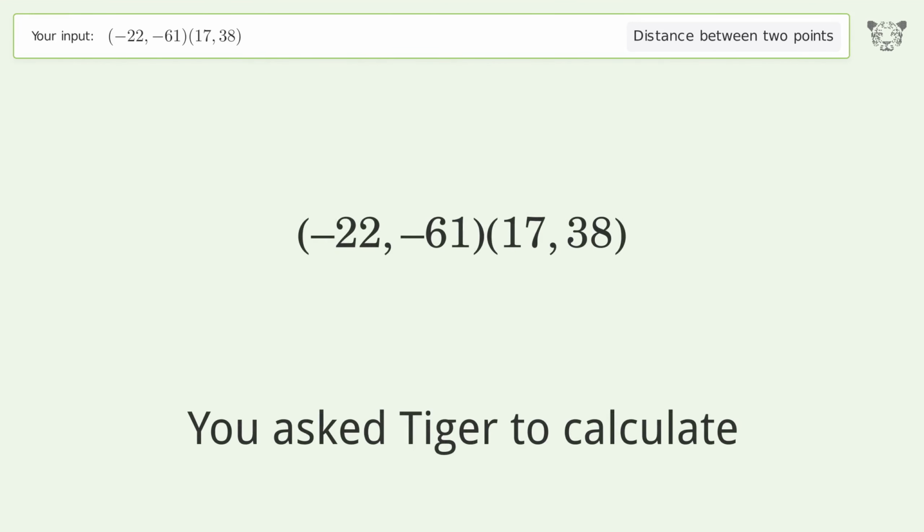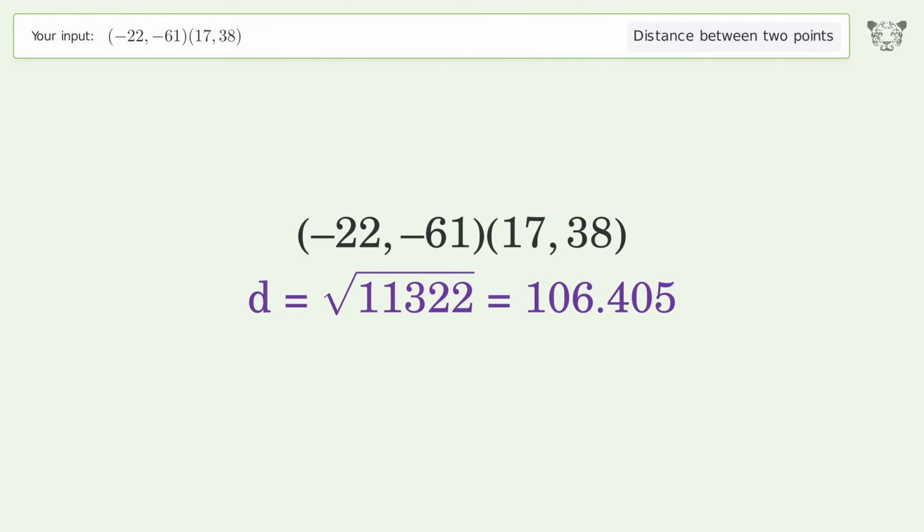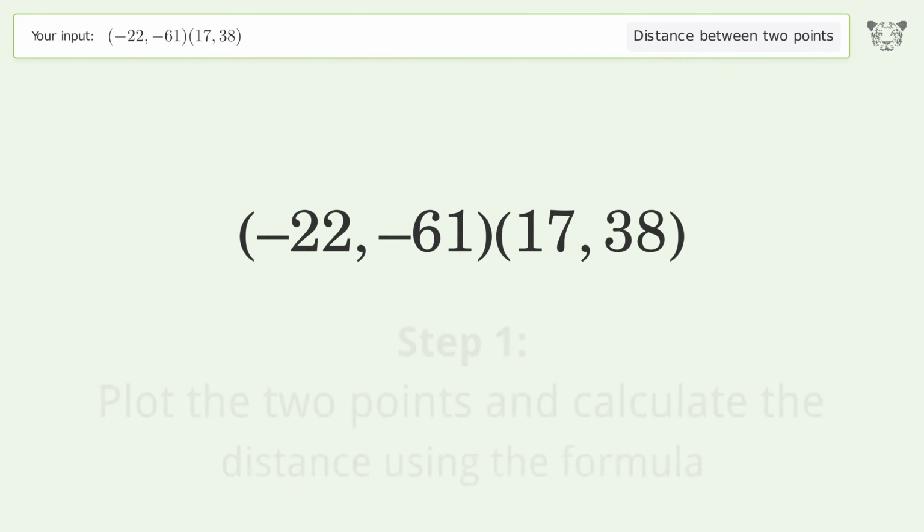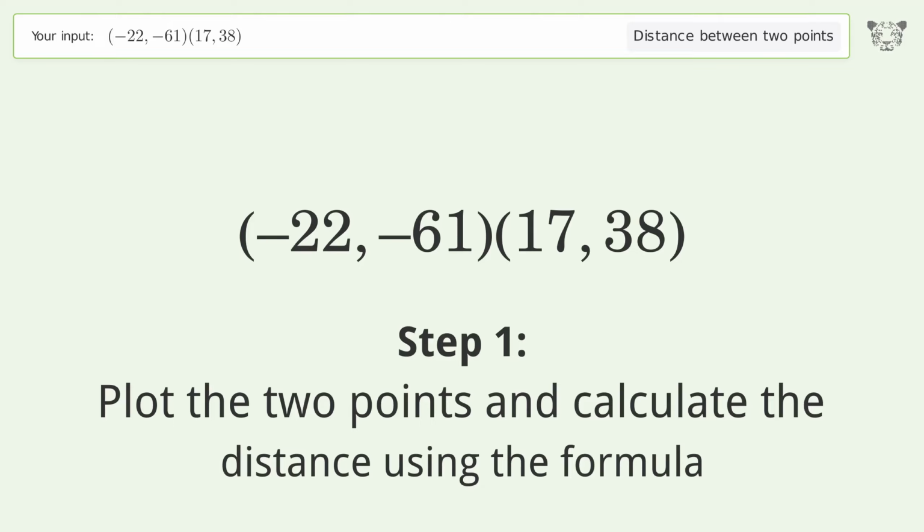You ask Tiger to calculate. This deals with the distance between 2 points. The distance between the 2 points is the square root of 11,322, or 106.405. Let's solve it step by step. Plot the 2 points and calculate the distance using the formula.